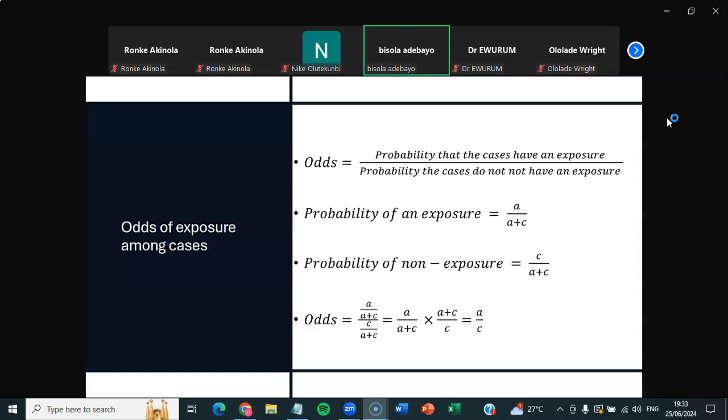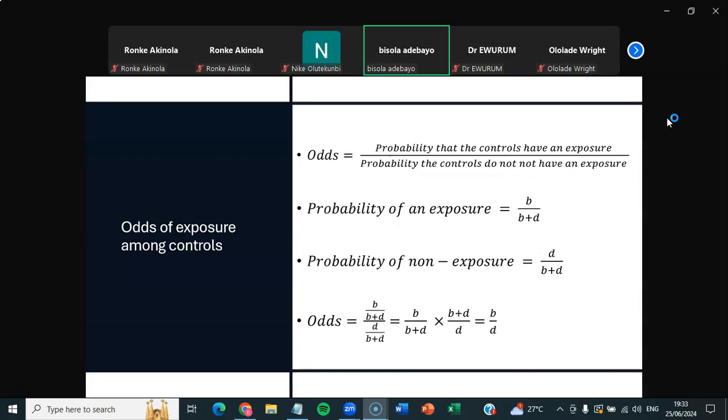So remember that odds are the probability that they have an exposure over the probability that they don't have exposure. These are two mutually exclusive events. If we do that, that's how we get A over C. It's A all over A plus C, the probability that they have the exposure, over C all over A plus C, the probability that they don't. Remember, it's the same group, cases, total number A plus C. When we work out the math, it comes down to A over C. We apply the same thing to the controls.